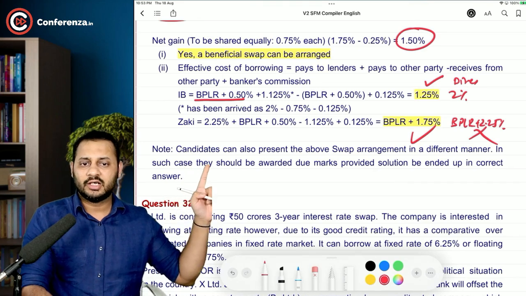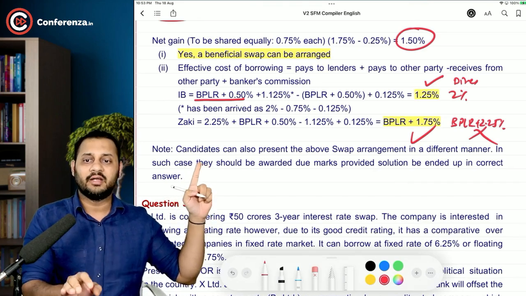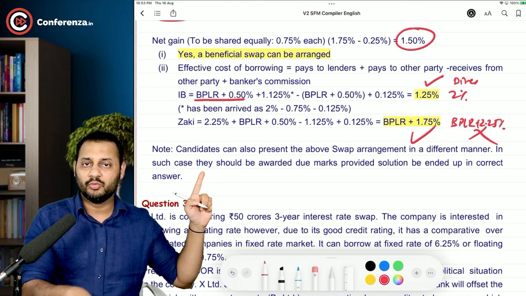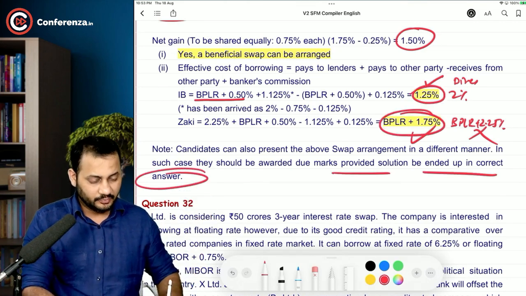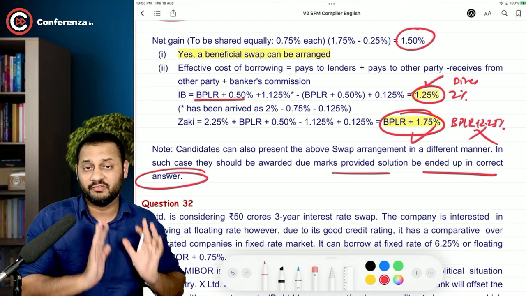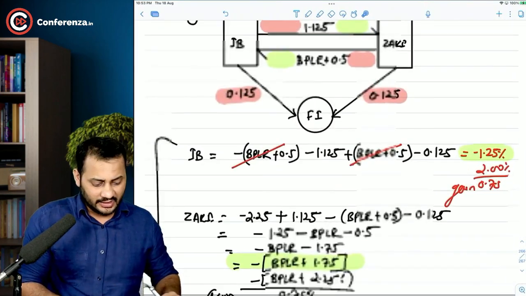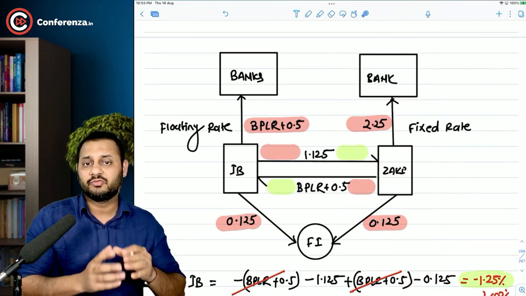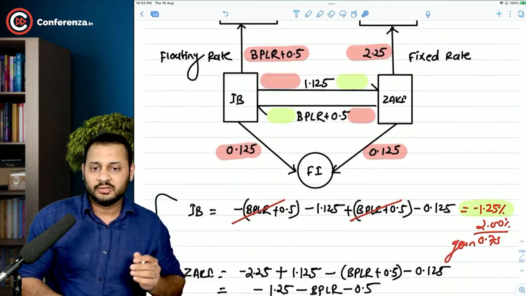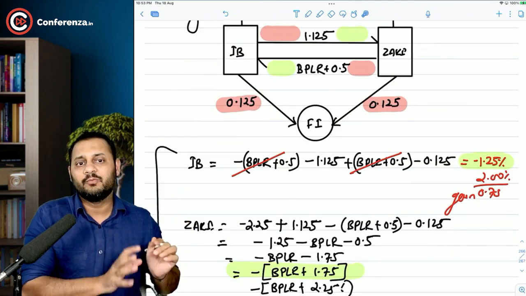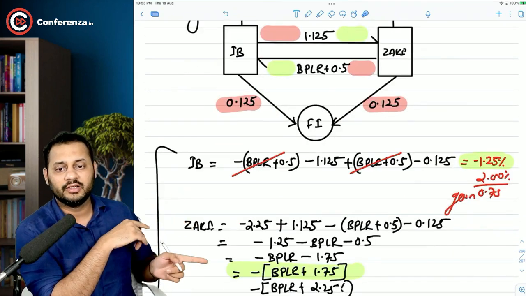Candidates can also present the above swap arrangement in a different manner. In such case, they should be awarded due marks provided the solution ended up in a correct answer. So this should be the final answer. This should be visible. It is not visible with the diagram. So the diagram is just for the purpose of making sure that you are doing the correct calculation and making it easy. Then you have to write it in equation and end up with an answer of 1.25 and this one.